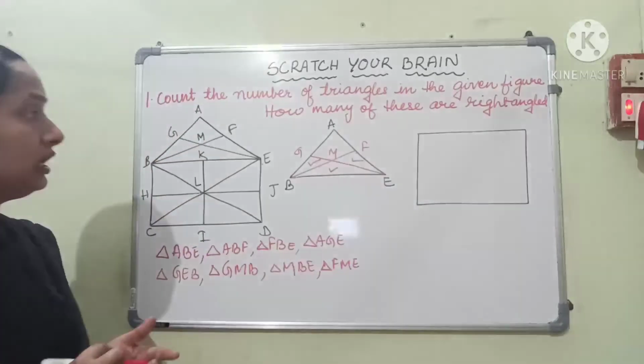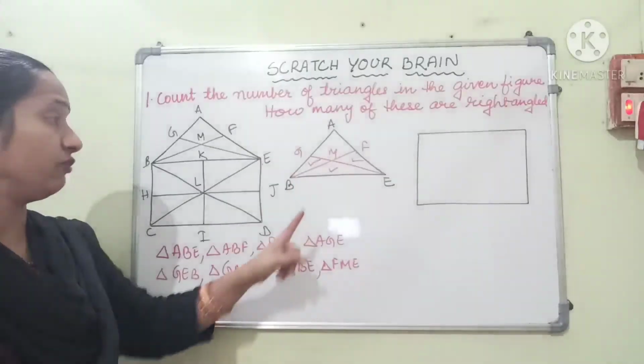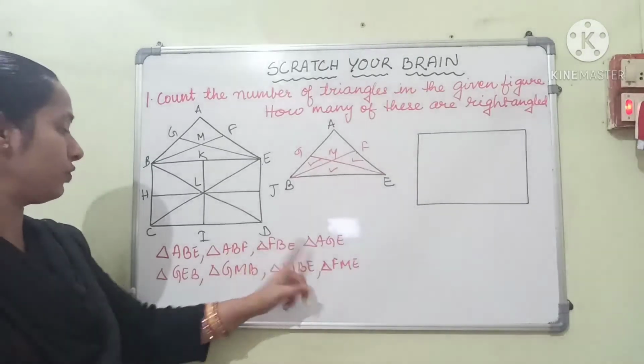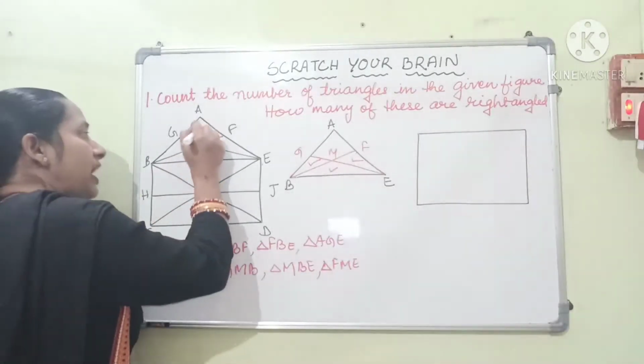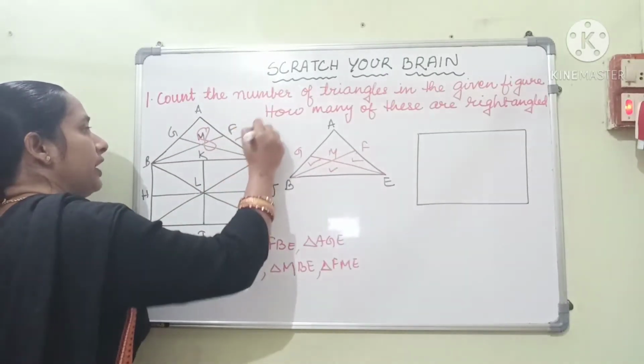So, overall, within this triangle ABE, along with the triangle ABE, how many triangles do we have here? 1, 2, 3, 4, 5, 6, 7, 8. So, here itself we have a total of 8 triangles.